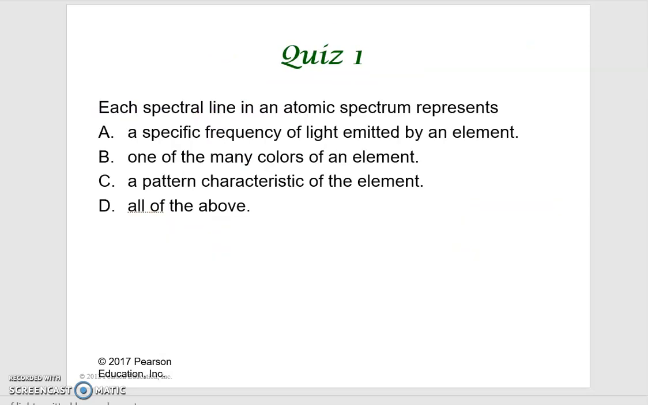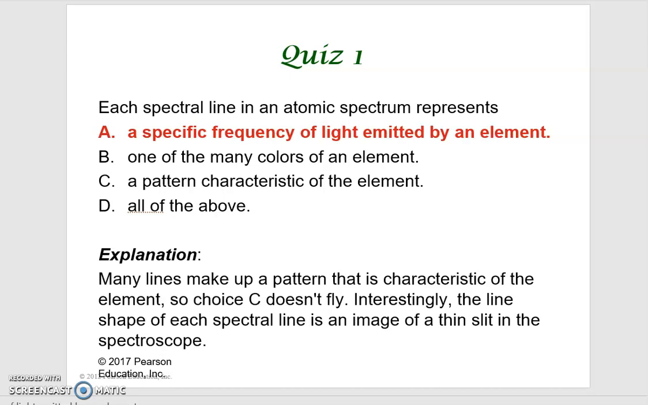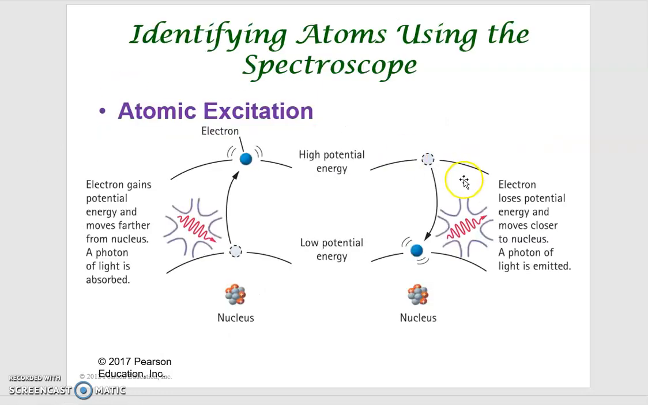So now let's have our first conceptual quiz. Each spectral line in the atomic spectrum represents what? Apparently, based on our knowledge, it represents a specific frequency of the light emitted by the electrons. For every single electron jumping back, it will emit a photon, so it is related to the frequency carried by this photon.